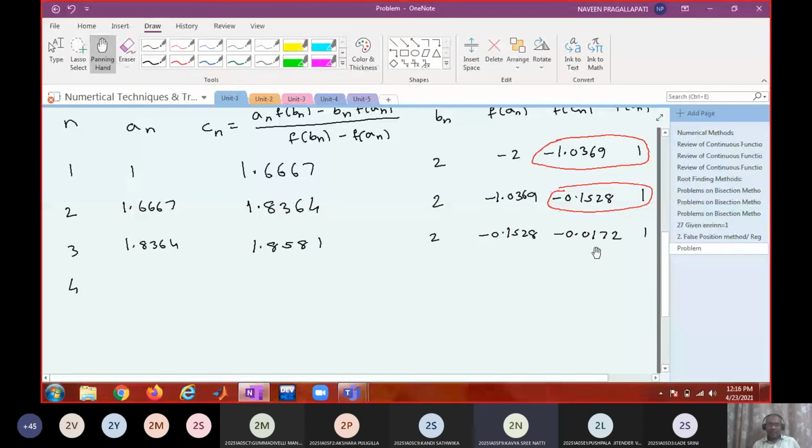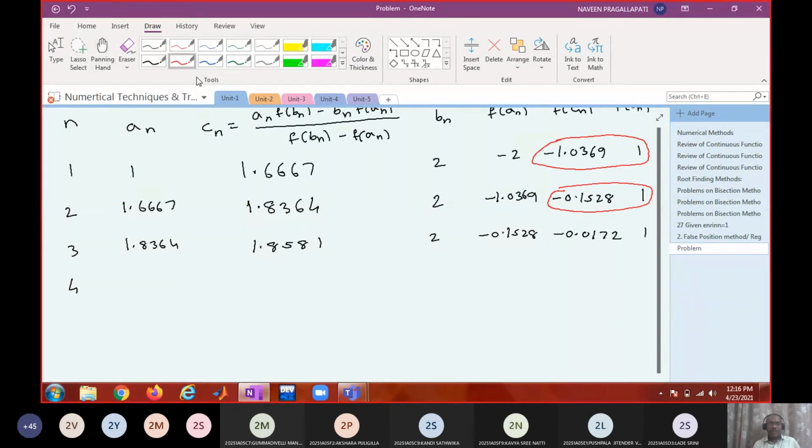Now you can see the functional value is getting to 0. That means our root is coming closer to the exact root. See, when C is the exact root, f of C will be 0. Here the functional value was more than 1, but now it is coming closer to 0. That means the root is coming closer to the exact root.